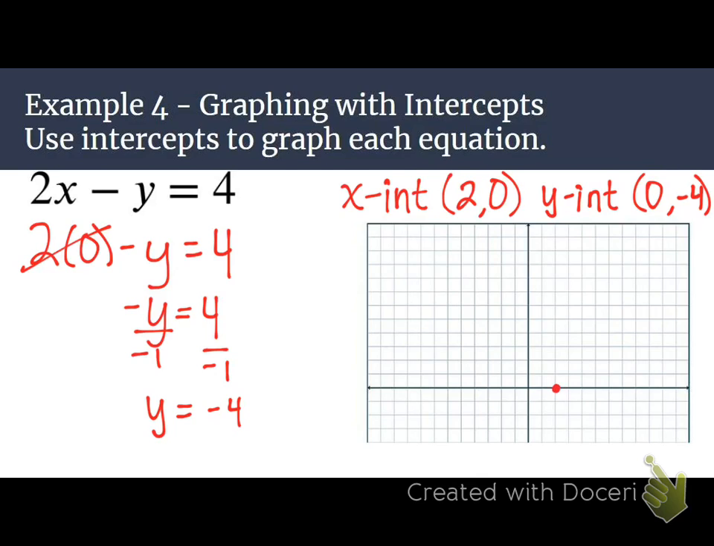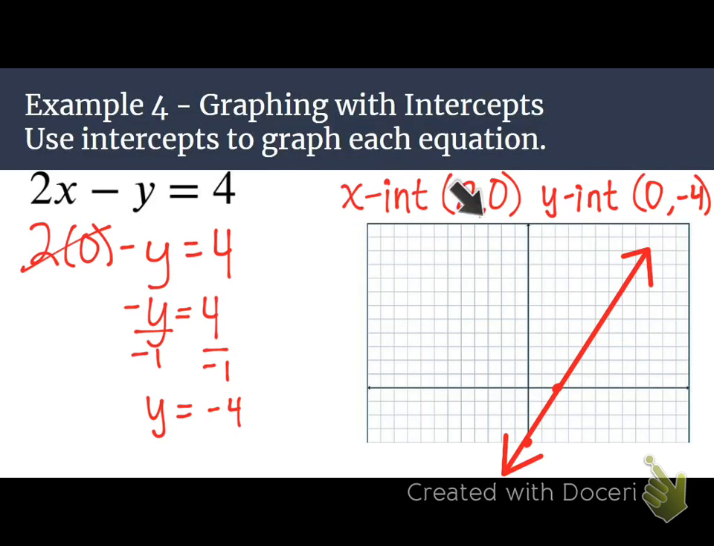How do I plot the point 2, 0? Right 2 and stay there. What about the point 0, negative 4? Down 4 and stay there. And then we can put a line through them. Arrows on the ends. Questions about graphing with intercepts?